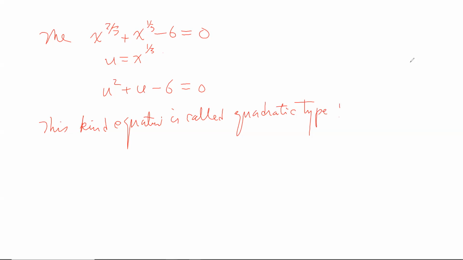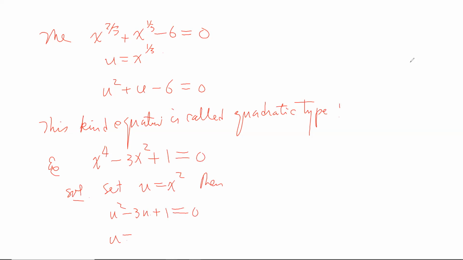So this equation is of a quadratic type. All right. Let's do another example like this, which is x to the 4 minus 3x squared plus 1 equal to 0. And then in this case, what will be u? Tell me. X squared. Yeah, we said u equal to x squared. Then you get u squared minus 3u plus 1 equal to 0.